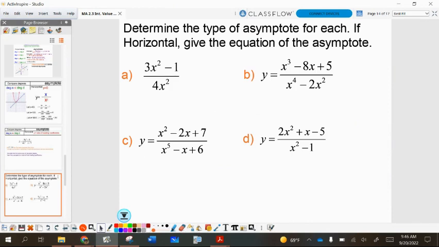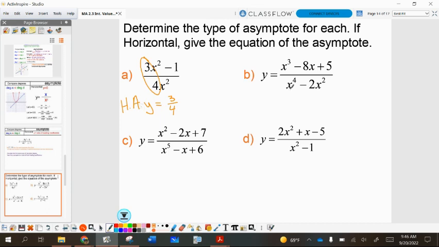Okay, so let's try using this. It says to determine the type of asymptotes for each. If horizontal, give the equation of the asymptote. So here I see the degree is a tie, so the fraction in front equals y. So this is y equals 3/4, and that's a horizontal asymptote.